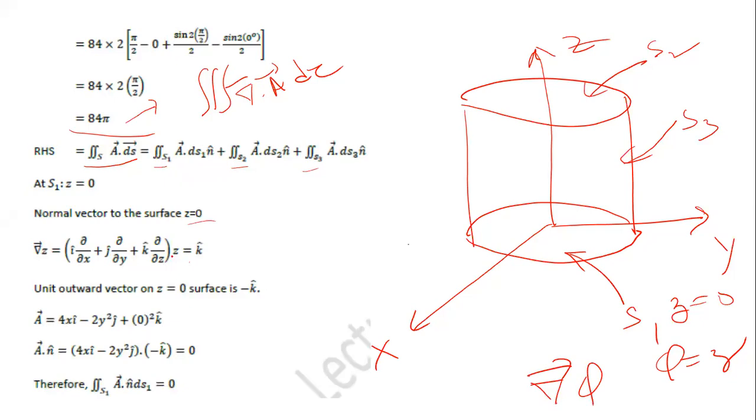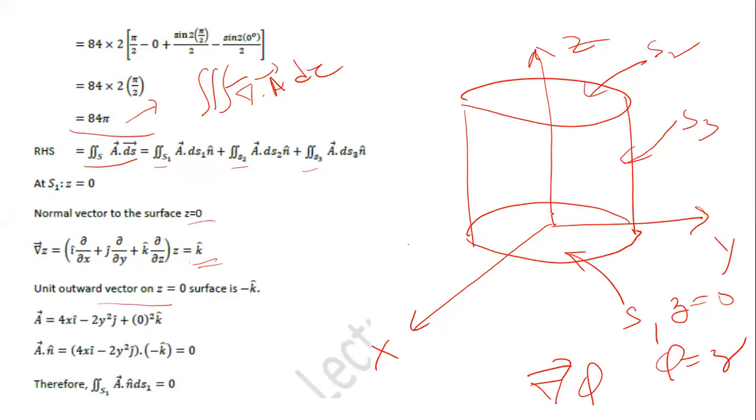So you just take a grad of that z, then this will be equal to k cap, because k cap into k cap is 1. Del z upon del x is 0, del z upon del y is 0, del z upon del z is 1. So you get k cap. But for a surface element, you need to consider an outward normal vector, right?